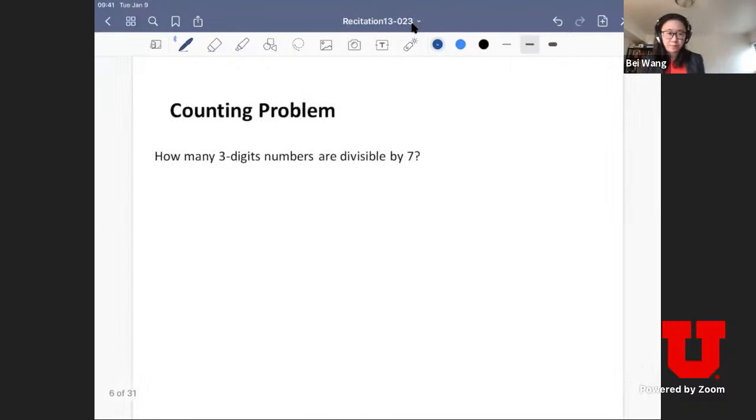Let's look at the next one. How many 3-digit numbers are divisible by 7? Okay. Does anyone have a rough idea how you would like to solve this problem? This should again be something solved within 1 to 2 minutes. Feel free to raise your hand using Zoom, or you can type in your solution or your idea of the solution.